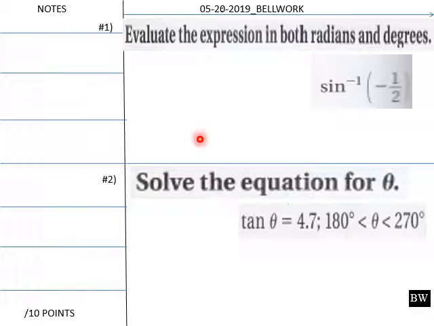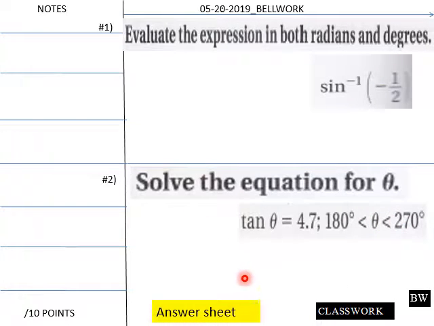Okay, teacher, here is your bell work for your students. Evaluate the expression in both radians and degrees. Solve the equation for theta: tan theta equals 4.7, 180 less than theta, theta less than 270. Give your students about 5 minutes for this.